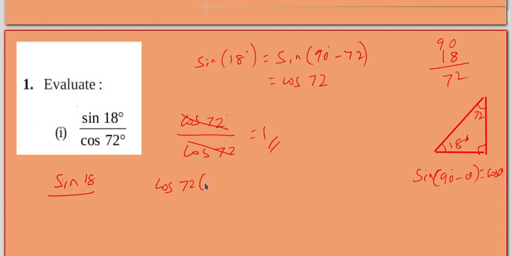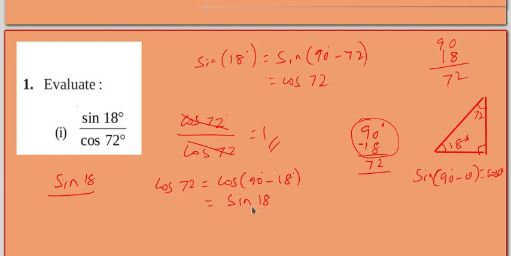So cos 72 is nothing but cos of 90 minus 18. From 90, if we subtract 18, we will get 72. So this 72 we can write in this manner also, as 90 minus 18. So cos 72 equals cos of 90 minus 18. Cos of 90 minus theta is sin theta, so we can say this is sin 18. That angle only we have to write.